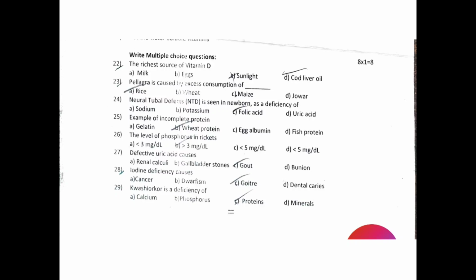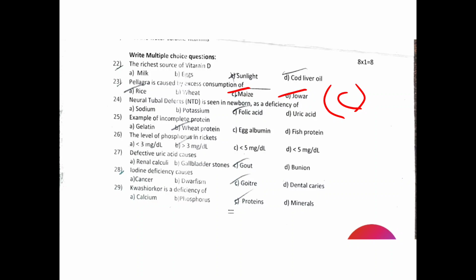Pellagra is caused by excess consumption of both maize and jowar. Both are correct, but you can go for maize. Both maize and jowar is correct, but the option you can go for is C, that is maize, because you have to select only one. We used to tell that pellagra is caused due to excess of maize eaters or jowar eaters also. So you can select both options also, it's correct.